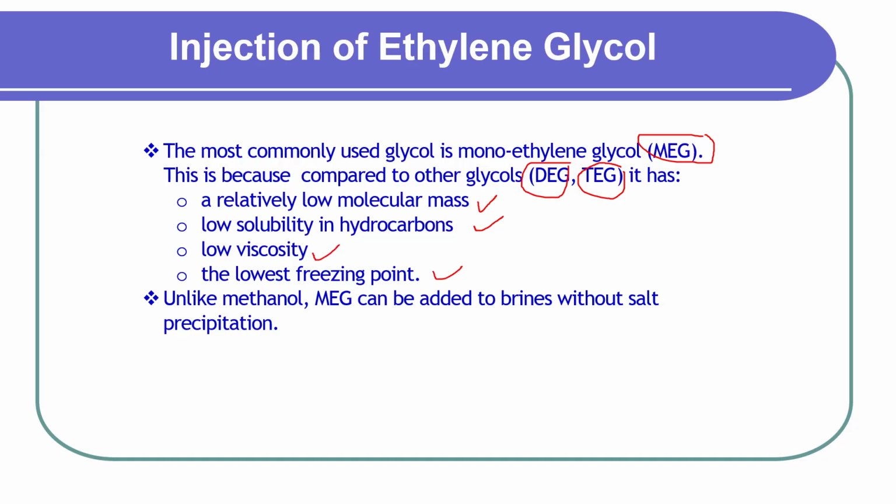Also, MEG is preferable compared to methanol in certain cases, especially if you are dealing with a brine situation, because MEG, when added to a condition where you have brine, will not cause any precipitation of the salts, similar to the case when you add methanol. So if you need to add chemical inhibitors to a system where you have brines, for example where the water has high salinity, it's preferable to use MEG because MEG will not cause the precipitation of the salt. Meanwhile, methanol will cause the precipitation of the salt.